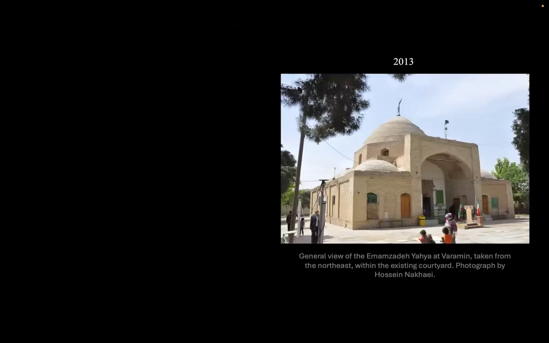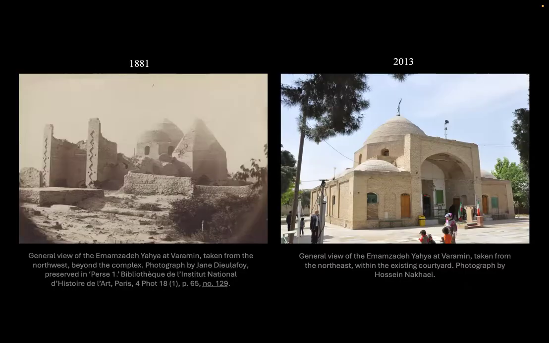The case I examine is the 13th to early 14th century Emamzadeh Yahya complex in Varamin, which includes the tomb of Yahya ibn Ali, a ninth-century Shia saint. Today, the tomb stands as a single domed chamber surrounded by smaller rooms. However, until the late 19th century, it was part of a much larger architectural complex.